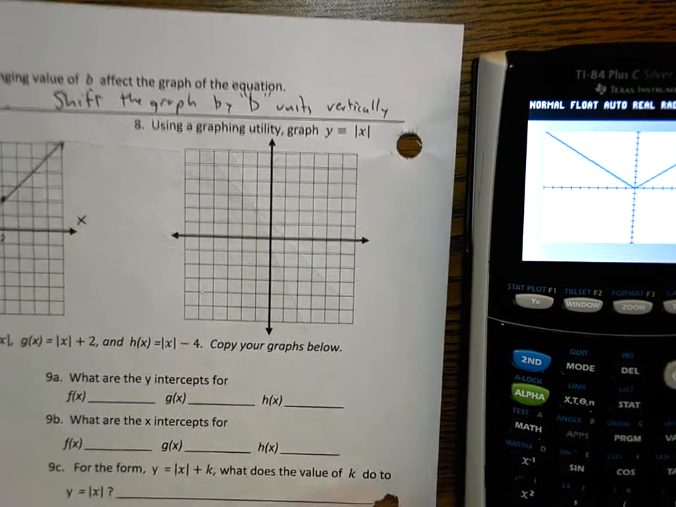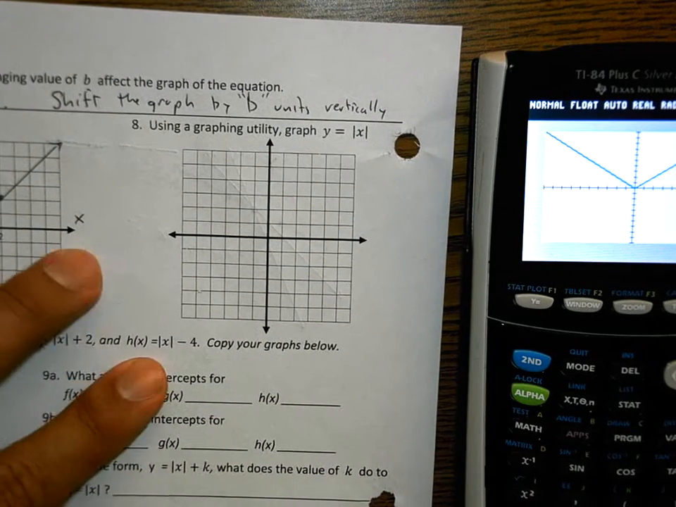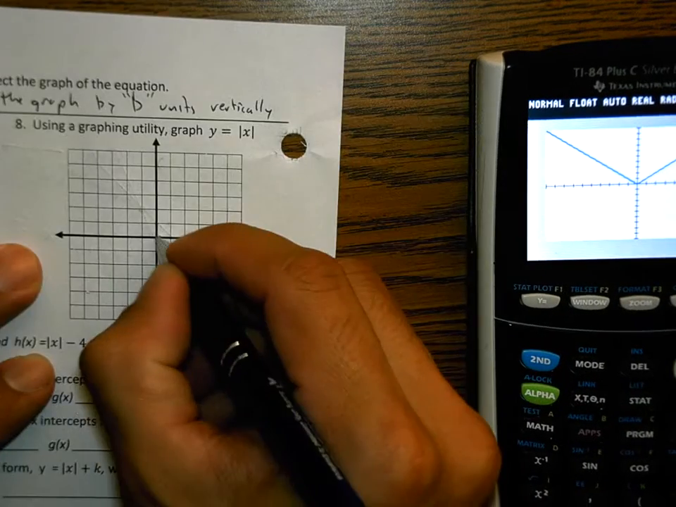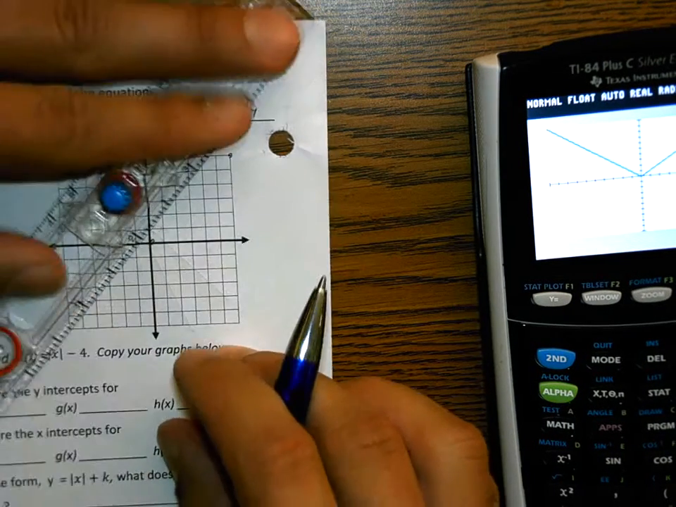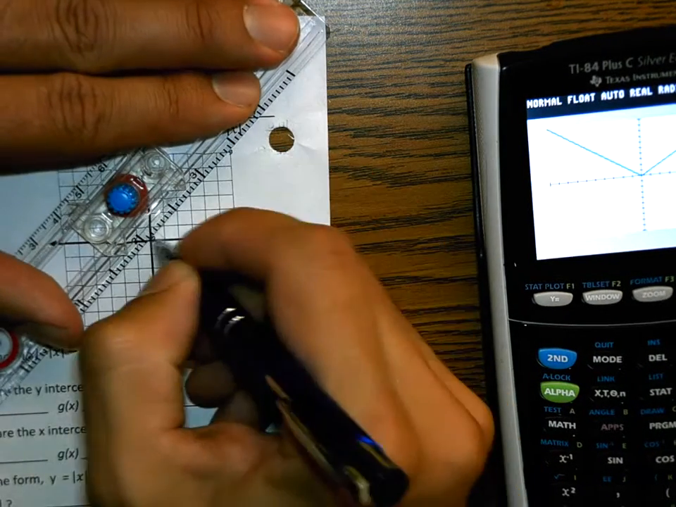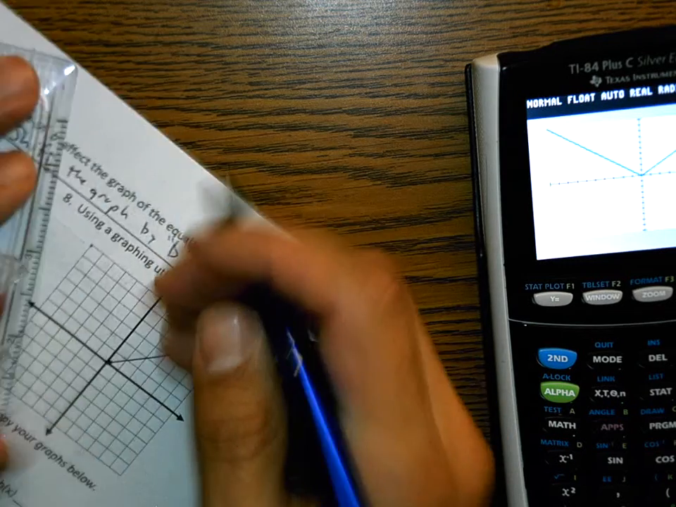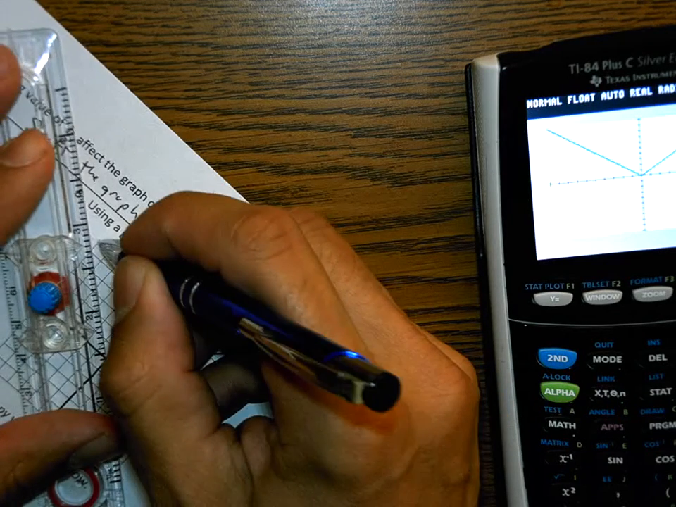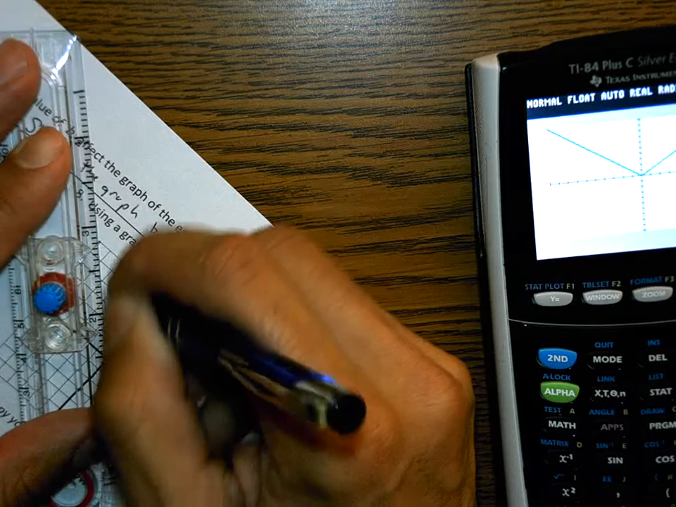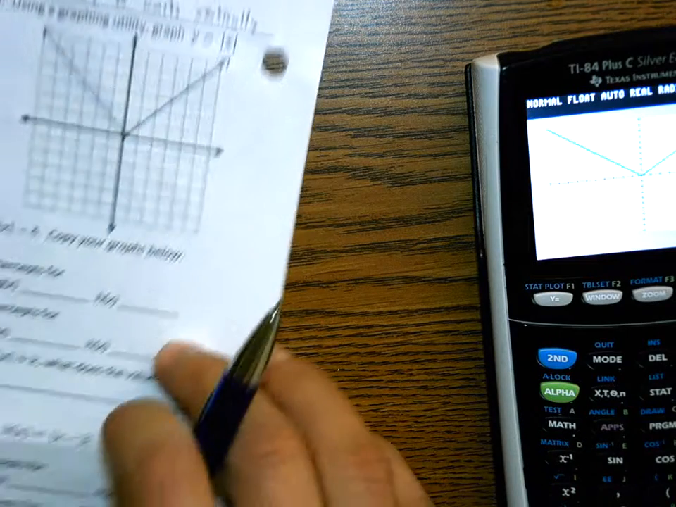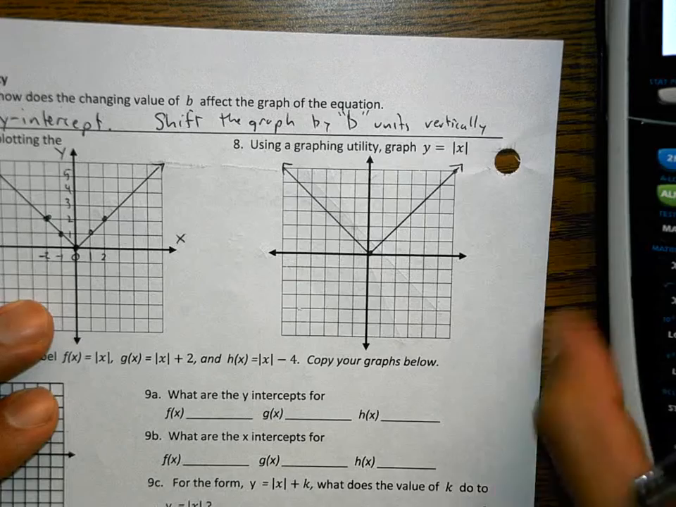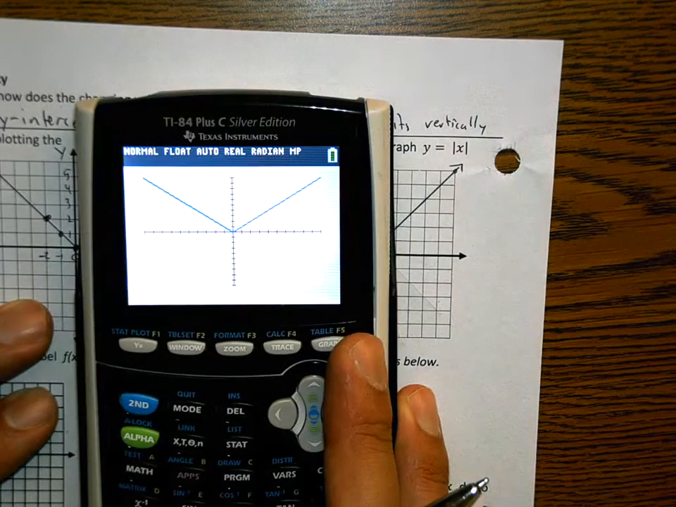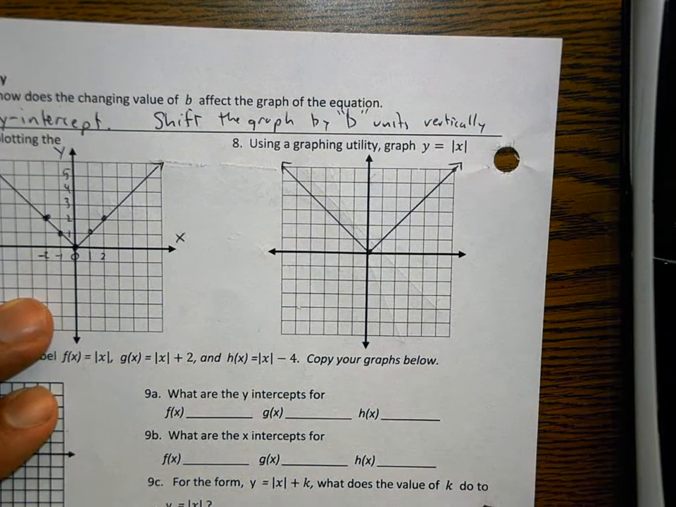Which is an expensive way for you to know what the graph looks like. It looks like the V-shaped graph, right? So take your ruler. Hey, it costs a lot of money for these things. So using our graphing utility, I've graphed that one. So far, so good.